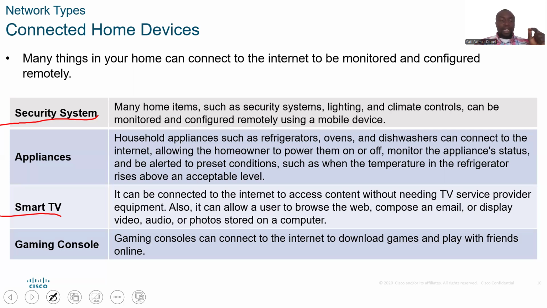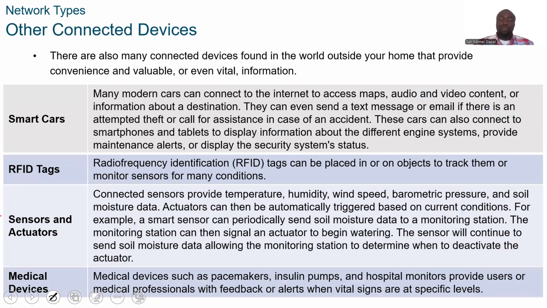Another interesting device in the home that is connected to the network is the gaming console. Gaming consoles connect to the internet to download games and play with friends online. So now you see these devices are particularly in the home. Within your home, you can have a small network and connect all these devices to your network, and you carry out whatever it is that you do. So we have seen mobile devices. We have seen devices we connect from our home.